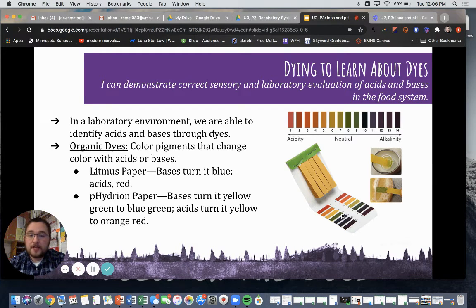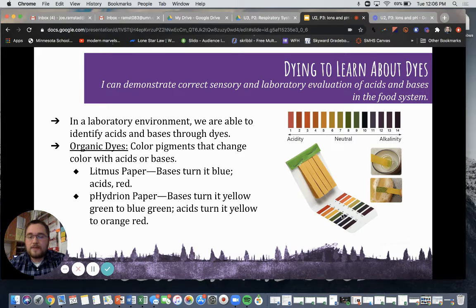We are going to learn a little bit about laboratory evaluation of acids and bases in this video, and that is done through what is known as dyes. The first type of dye we have is organic dyes, and these are color pigments that change color with acids or bases, and there's two forms of papers that we use.